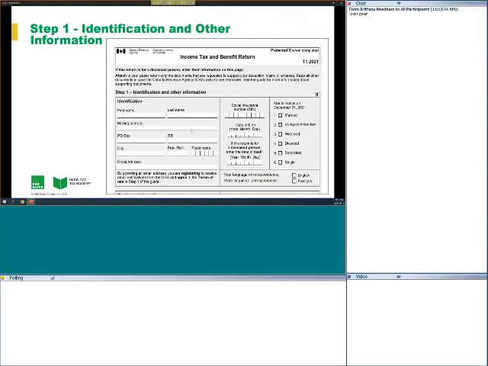Thank you, Brittany. Can anyone in the chat window remind me what are the different sources you have other than what's on the screen right now to find your own copy of a T1 return?